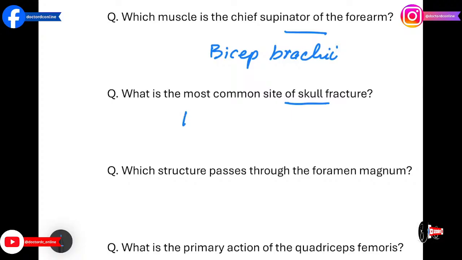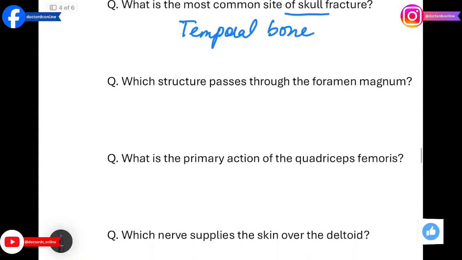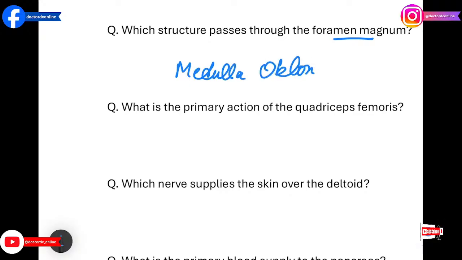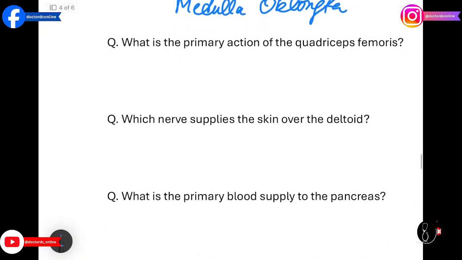The next question is what is the most common site of skull fracture? And the answer is the temporal bone, because its thin structure makes it prone to trauma, often affecting nearby structures. The next question is which structure passes through the foramen magnum? And the answer is the medulla oblongata. It connects the brainstem to the spinal cord, with vertebral arteries and meninges.